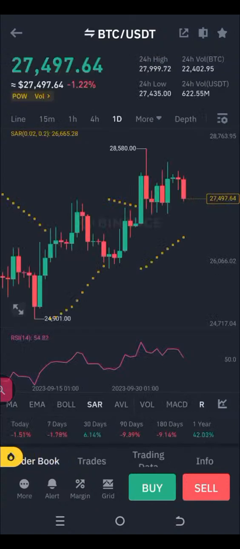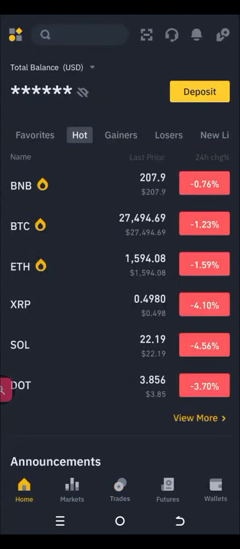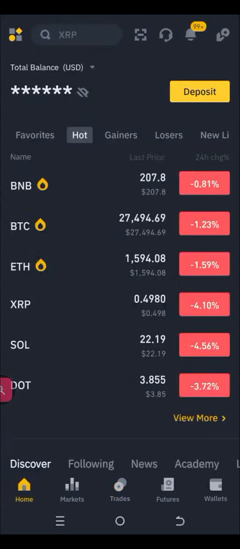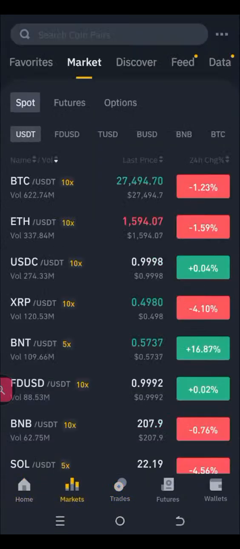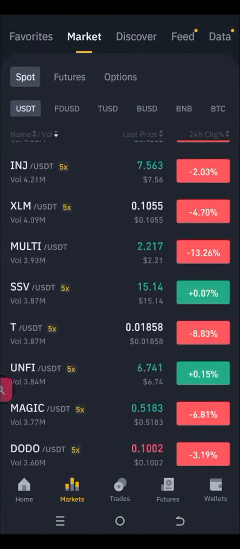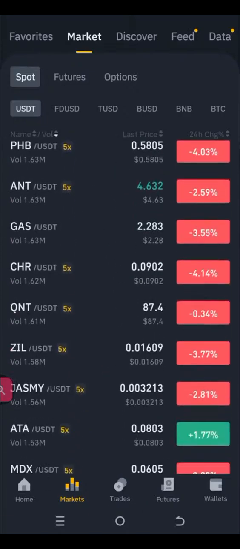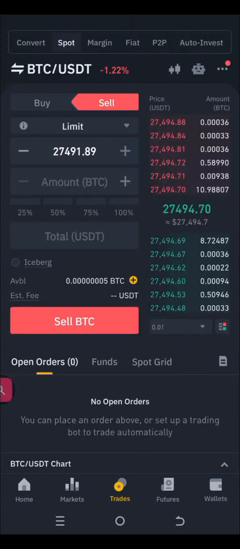BTC is dumping. This is one day. It's really been a bloodbath, as you can see here. If we go to the home page, you'll see that everywhere is red. A lot of coins are currently dumping right now. So the market is red, as you can see. It's almost 90% red. And so in that case, we'll definitely have to set a sell limit.